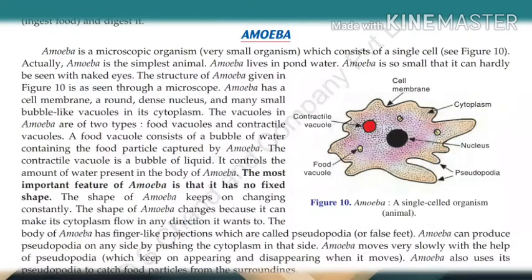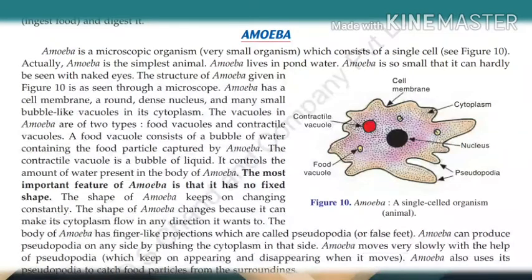Okay. And let us talk about the contractile vacuole. Contractile vacuole is a bubble of liquid. It controls the amount of water present in the body of amoeba. Understand what the contractile vacuole does? It contains a bubble of water and it controls the amount of water present in the body of amoeba. Okay?